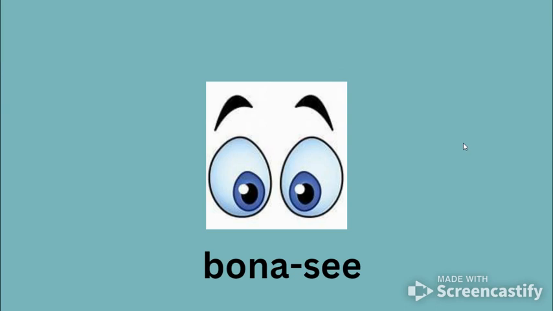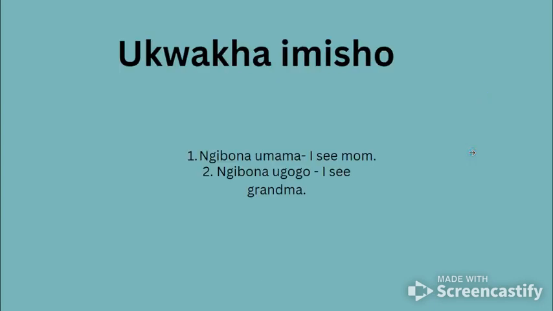Bona, that's the first verb. Bona, to see. Let's make a sentence with the word bona. Ngibona umama. I see mom. Ngibona ugogo. I see grandma.